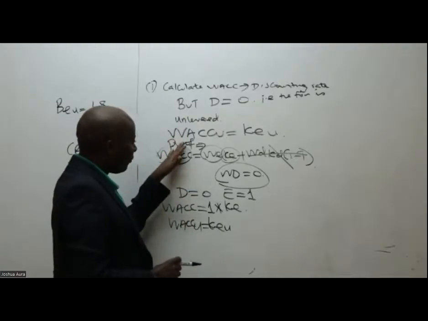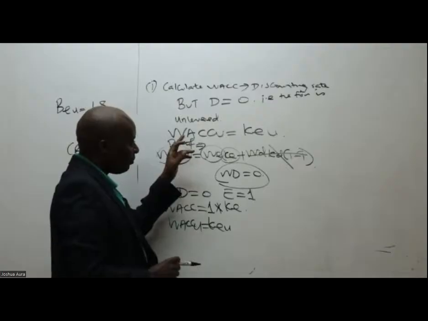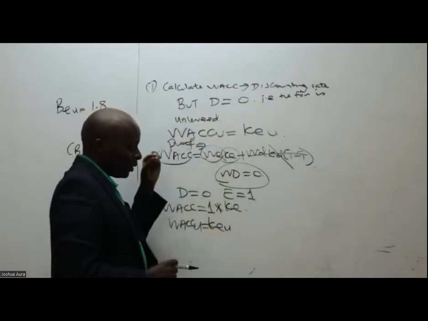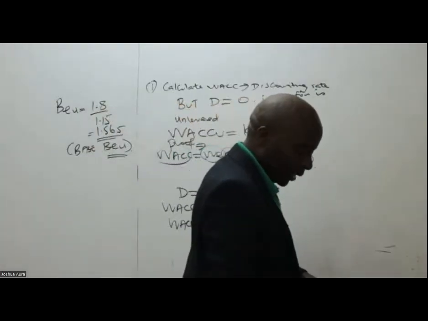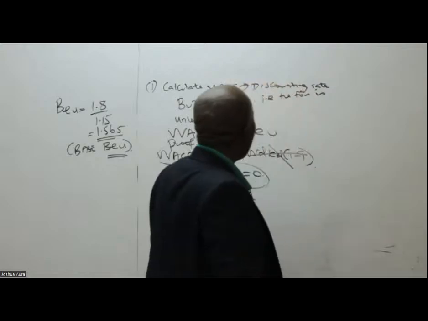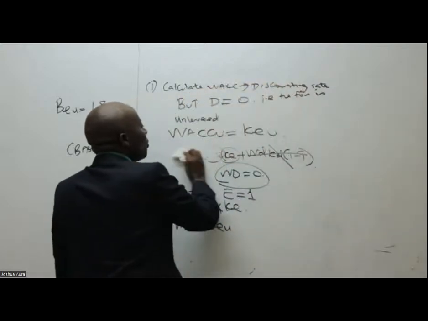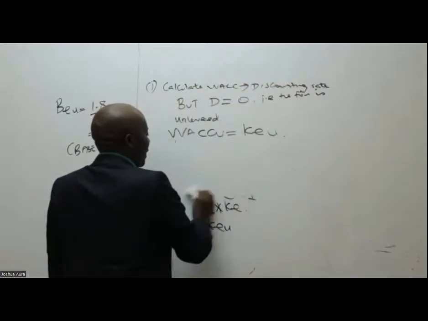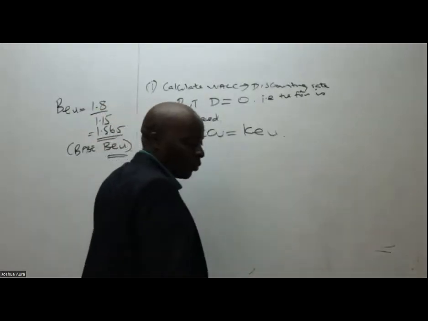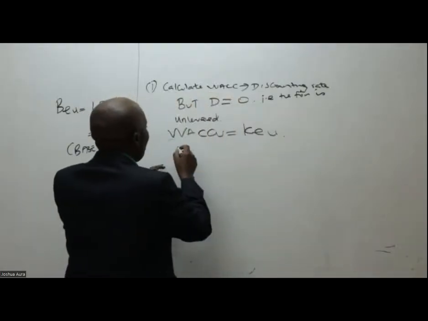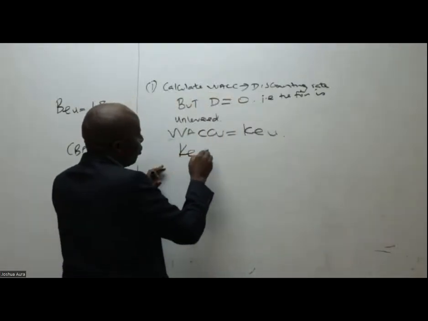So forget all these derivations. The most important thing, once you appreciate this, you've already been able to bell the cat. So then, ladies and gentlemen, our work here will be to get this Ke_U. So how do we get this?